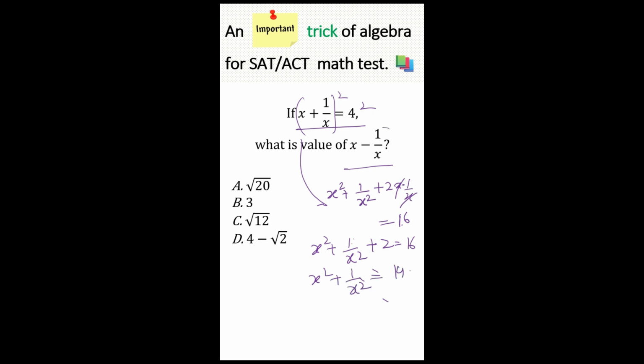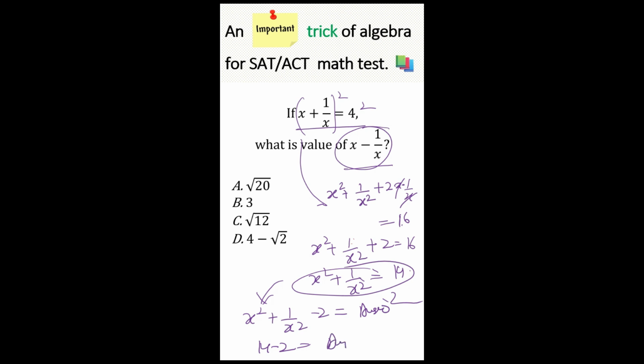Now this time square this. So when you square this, it comes out to be x square plus 1 upon x square minus 2 equals to whatever our answer is squared. So this value of x square plus 1 upon x square, we know from here, you put it here, and what we have is 14 minus 2 equals answer squared. So then our answer is nothing but square root of 12. So then option C should be our answer.